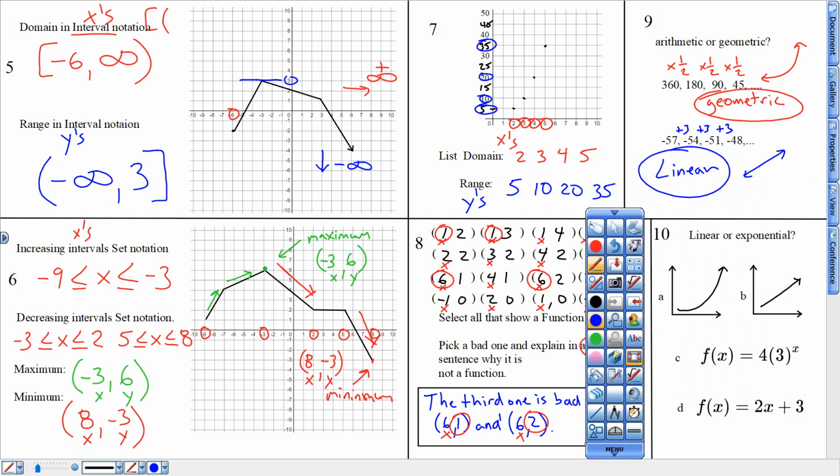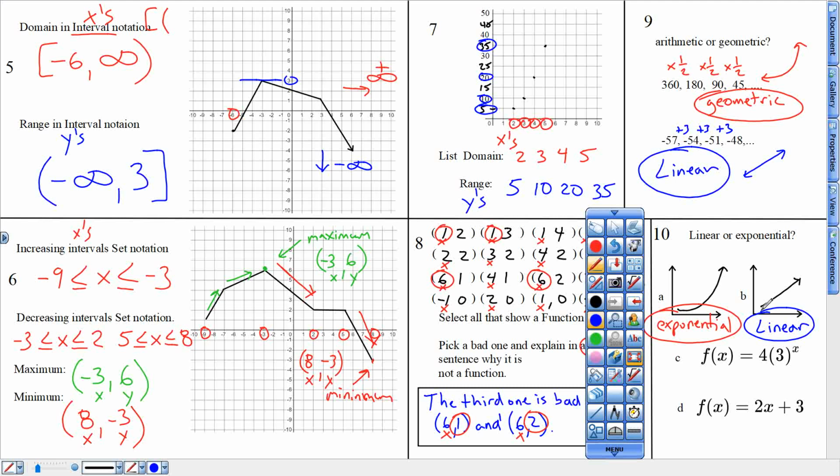For these, if I have a curvy line, exponential. So this first one, exponential, because it's curvy. It's not linear. Exponential. This one is straight, linear. So again, if it's straight, linear. If it's curvy, exponential. If it's straight, linear, arithmetic. If it's curvy, that's geometric, exponential.